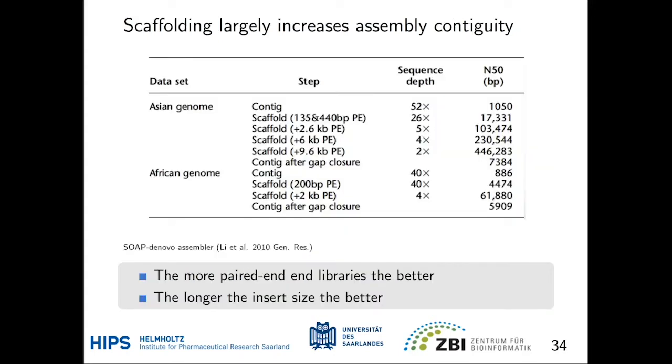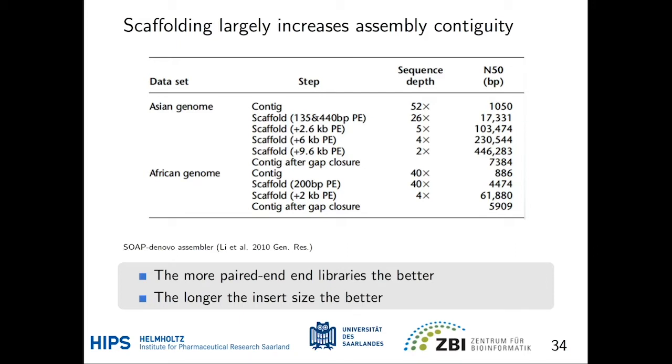Now, what can one say about scaffolding? Why would we bother to do scaffolding? This is because it increases the continuity of the assembly, which can be measured by N50. Here we have two examples of human genomes from an Asian individual and an African individual assembled using the SOAPdenovo assembler. And here we see how the N50 value increases when we are using paired-end reads.